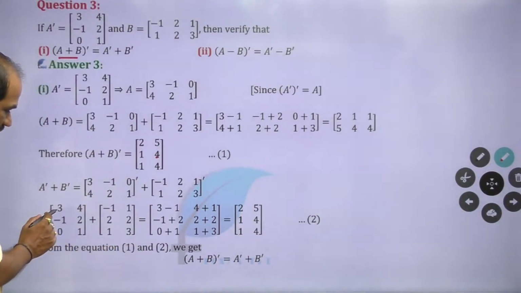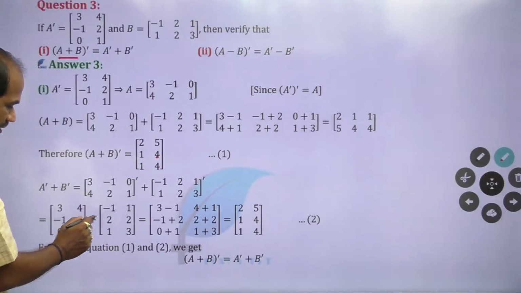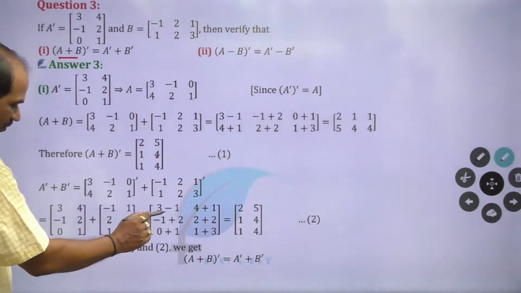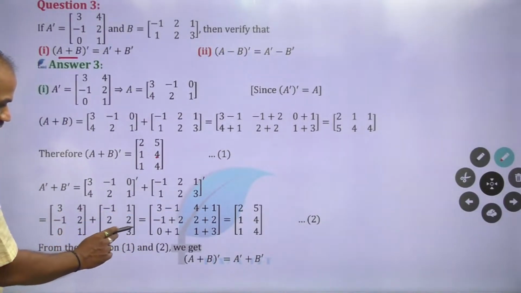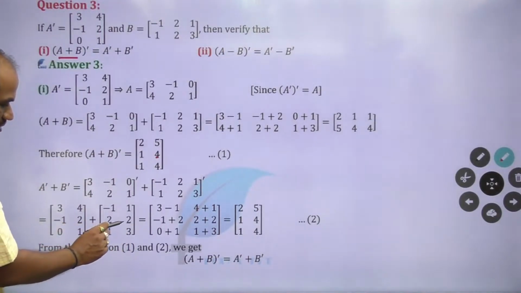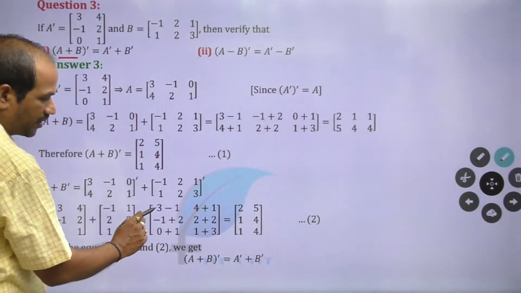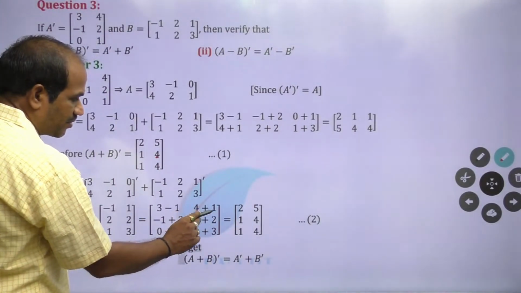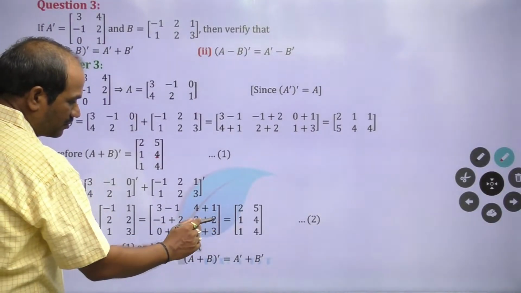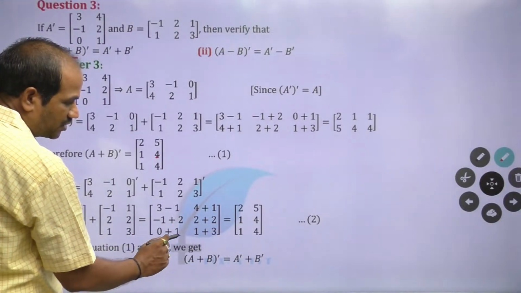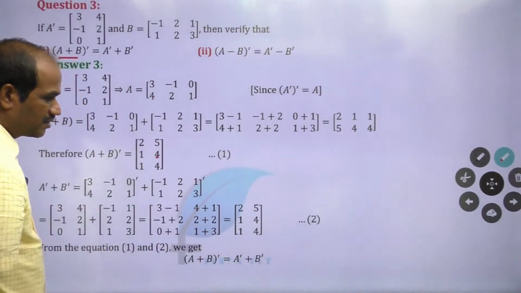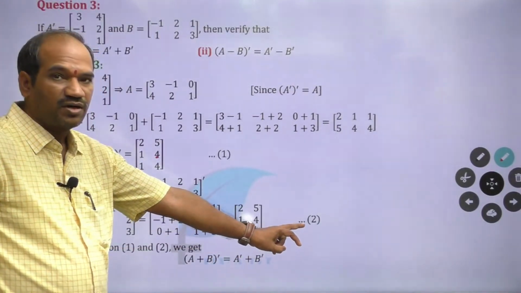Adding corresponding elements: 3 minus 1. Next, 4 plus 1. Next, minus 1 plus 2. Next, 2 plus 2. Next, 0 plus 1. Next, 1 plus 3. So we get 2, 5, 1, 4, 1, 4. This is equation number 2.